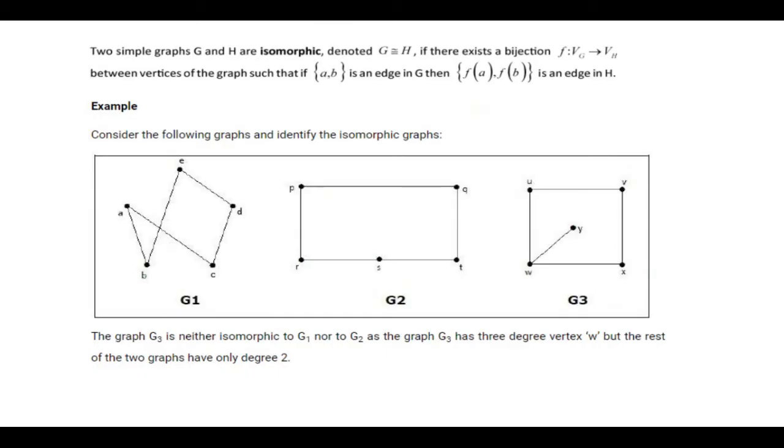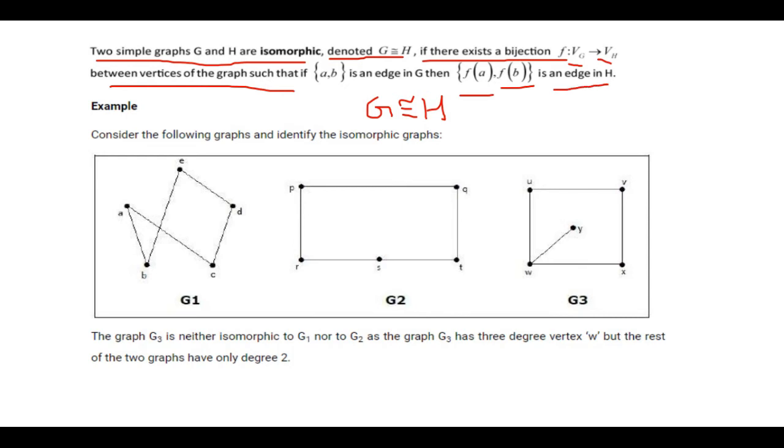Okay, so let's see another example. The basic definition of isomorphic: if two simple graphs G and H are isomorphic, denoted by G similar to H, which means G is somewhat equal to H, and the symbol represents similarity. This holds if there exists a bijection, or function, from the vertices of G to the vertices of H such that if (A, B) is an edge of G, then (f(A), f(B)) is definitely an edge of H.